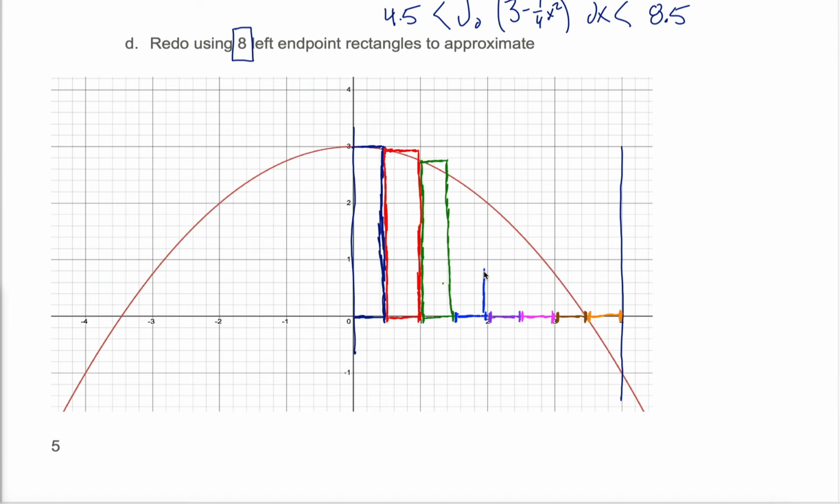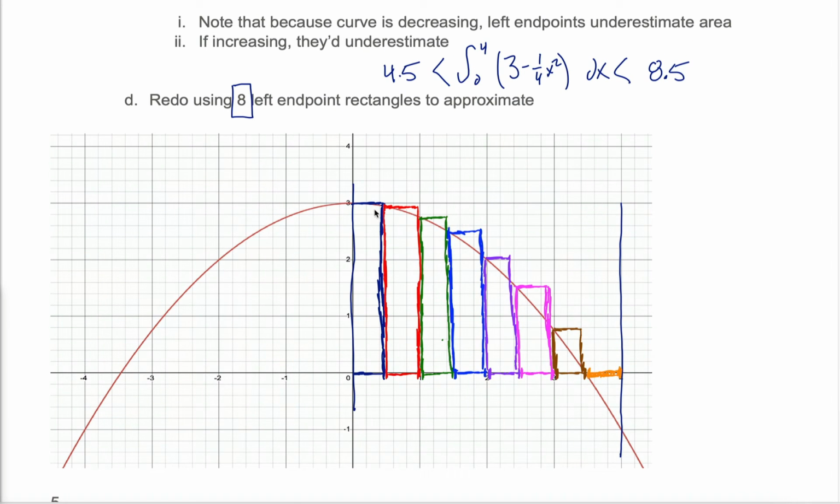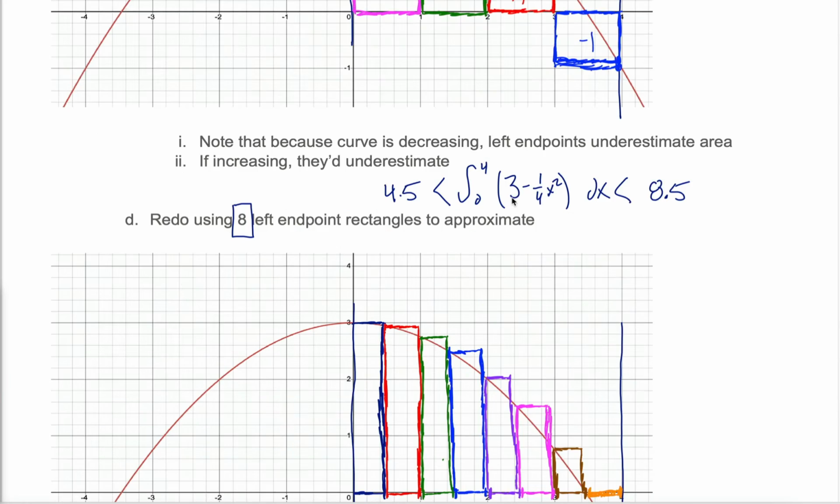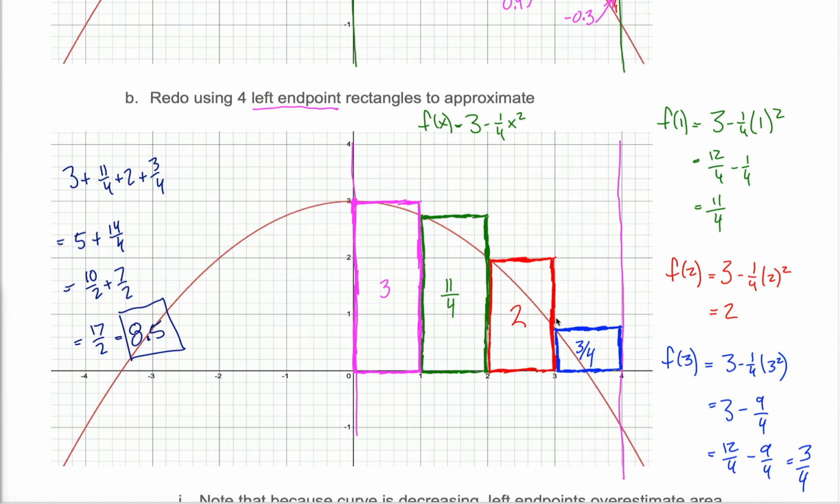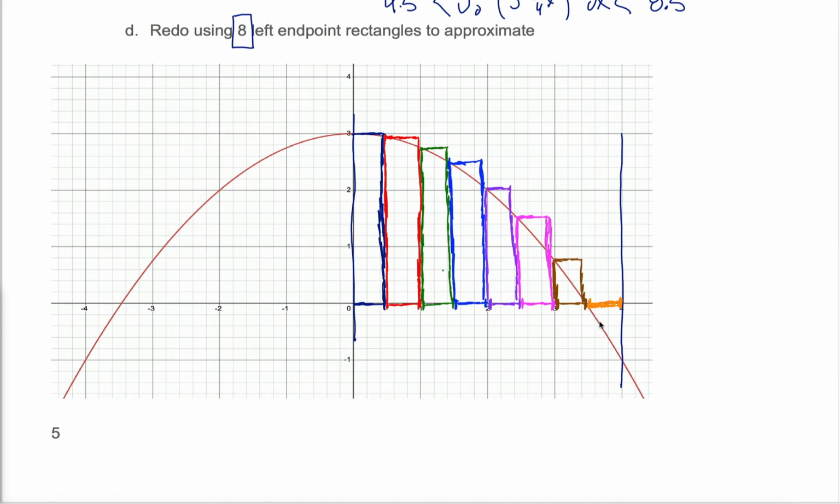I can draw the rest of these rectangles, in each case using the left endpoint to determine the various heights. In this last one, I think the left endpoint was ever so slightly negative, so this area is ever so slightly negative. I add up the areas of all 8 of these rectangles, and that gives me yet another estimation for the area underneath the curve. Because I'm again using left endpoints, like I did up in this case, I'm going to have an overestimation for the area underneath this decreasing curve.